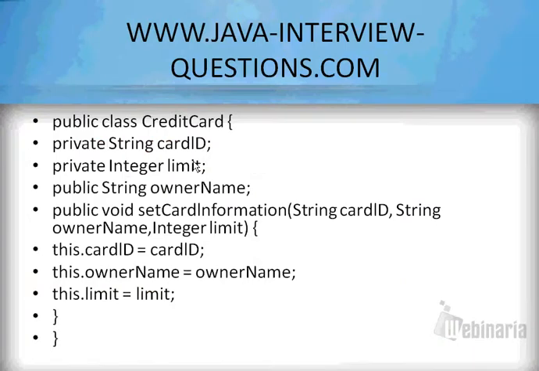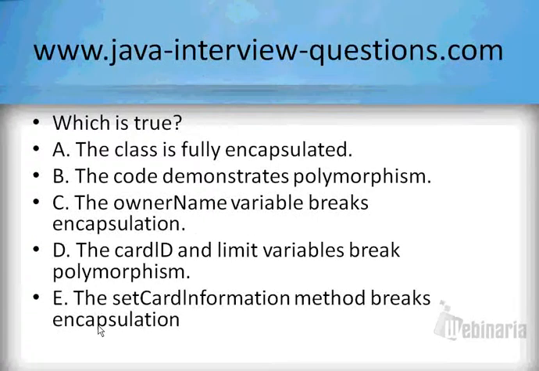So the first one is, here we are given a snippet of code, and it is a credit card class with a private string card ID, a private integer limit, and a public string owner name. You see here, public void setCardInformation, where we are setting the card information: string card ID, string owner name, and integer limit. this.cardID equals cardID, this.ownerName equals ownerName, this.limit equals limit. So here the question is, which is true?